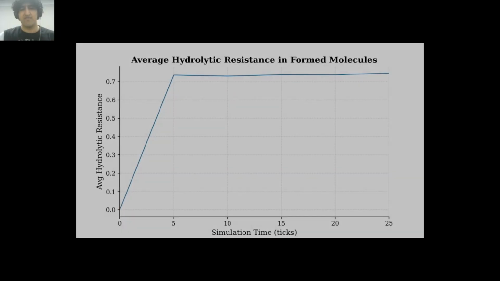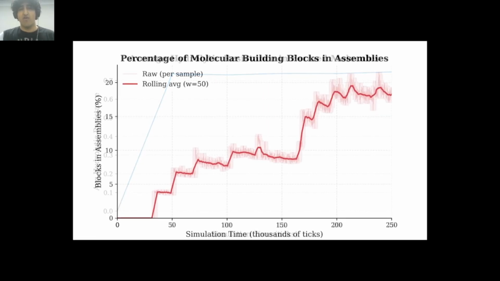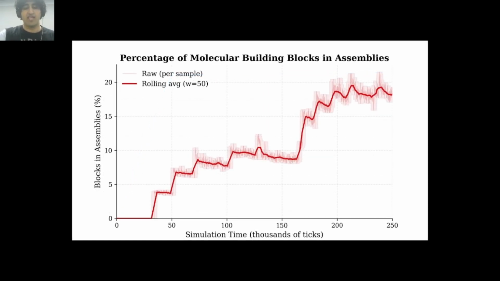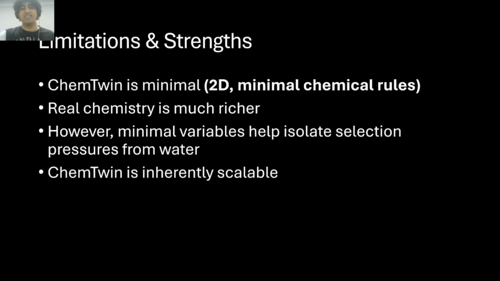Running population simulations with realistic population level trends, you can see there's skewing towards hydrolytic resistance, as well as overall assembly growth, driven by water selection alone. And Chemtrain is intentionally minimal, 2D with few properties, to isolate a single variable: water. This minimal ruleset isn't a limitation.